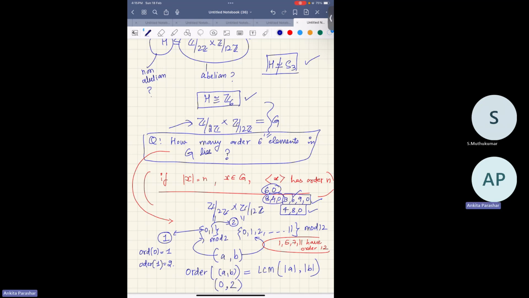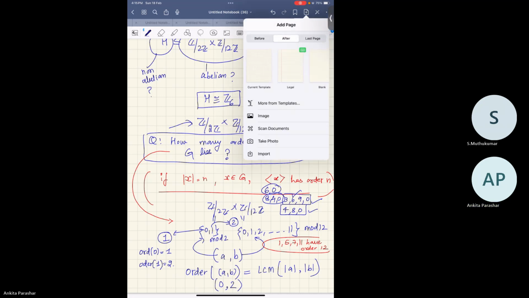What is left? 1 is done, 2 is done, 3 is done, 4 is done, 5 is done, 6 is done, 7 is done, 8 is done, 9 is done, 11 is done. What is left? Ten is left, right?